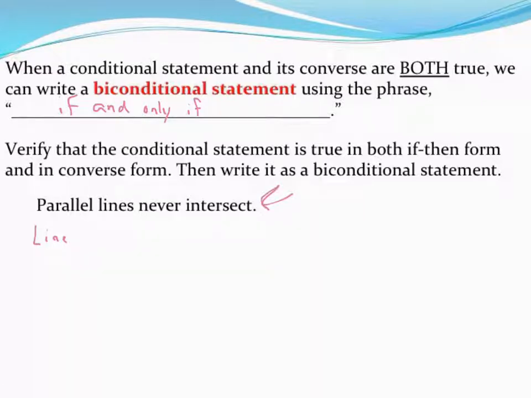Well, first of all, we have to make sure that that's a true statement, both in the if-then form and in its converse form. So if I thought of that sentence as if-then, I could say something like, if lines are parallel, then they never intersect, which is true. And then if I took the converse and switched that, I'd say, if lines never intersect, then they are parallel, which also is true. So because I verified both of those, I can write this as a biconditional.